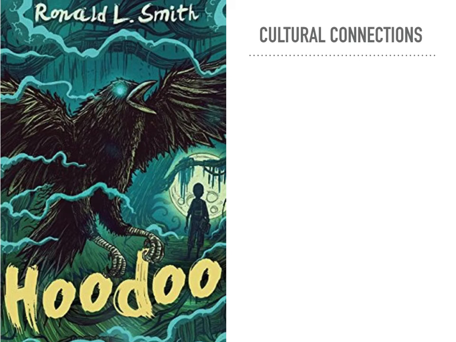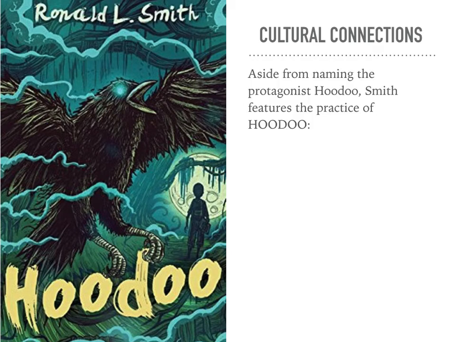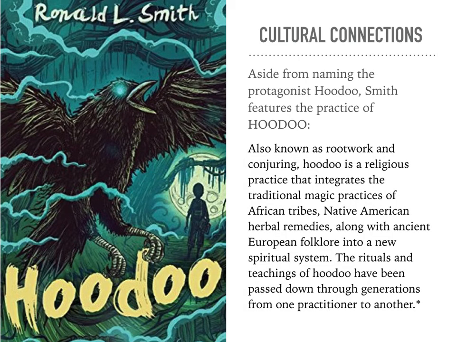So the cultural connections that Smith uses here are, aside from naming the protagonist Hoodoo, Smith features the practice of hoodoo itself. It's also known as root work or conjuring. Hoodoo is a religious practice that integrates the traditional magic practice of African tribes, Native American herbal remedies, along with the European folklore into a new spiritual system. The rituals and teachings of hoodoo have been passed down through generations from one practitioner to another.